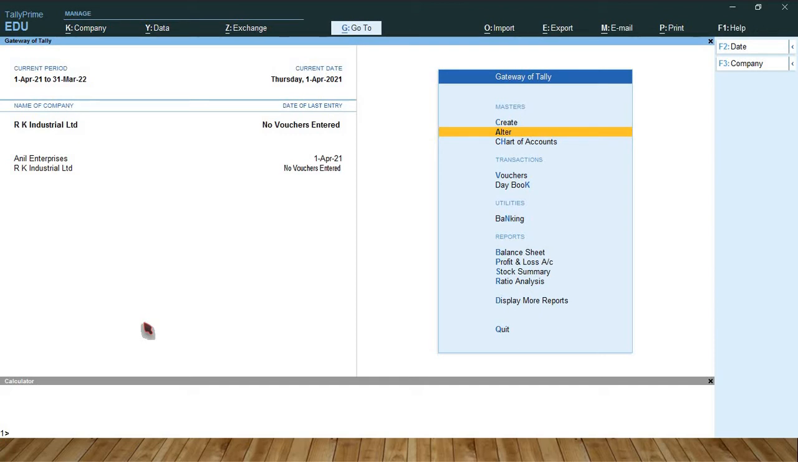Friends, generally there are two types of calculator in Tally Prime. One is the normal calculator and the other is the auto calculator. The shortcut key for the normal calculator is Control N. The shortcut key for the auto calculator is Alt plus C. This is very important.